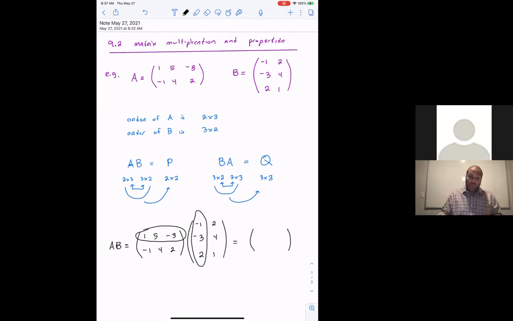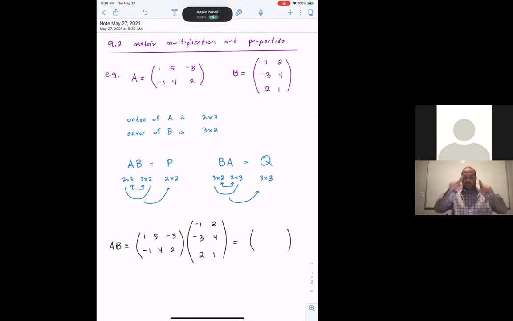Now, what you notice here is that the number of elements in the first row and the number of elements in the first column are the same. There's 3 elements and 3 elements. And in fact, if you look above, that's why this is the necessary requirement for matrix multiplication to be allowed. Those two numbers have to match. The number of columns of the first matrix and the number of rows of the second matrix must be the same. In this case, they're both 3.